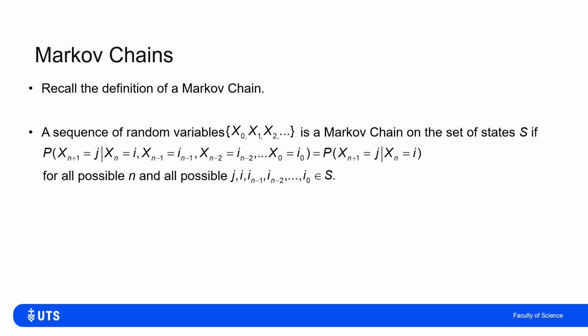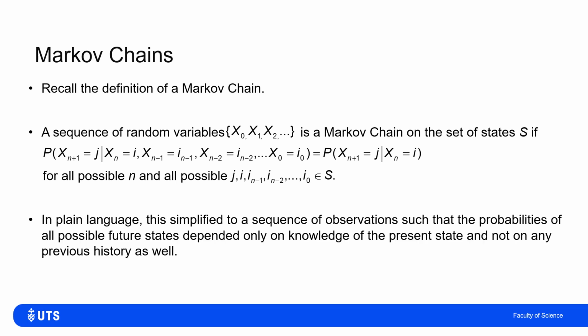So that might be quite intimidating and maybe a bit confusing, but it can be put in plain language that just says if I have a sequence of observations, the probabilities of future states conditional on knowing the present state is the same as the probability of those future states being observed given the present state and all the past. That if I know the current observation, xn, then I don't gain any more information in terms of predicting the future by knowing how I got to that point.